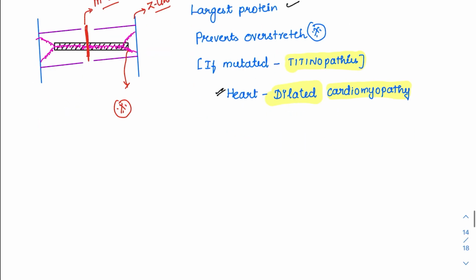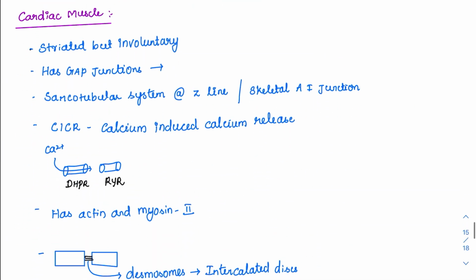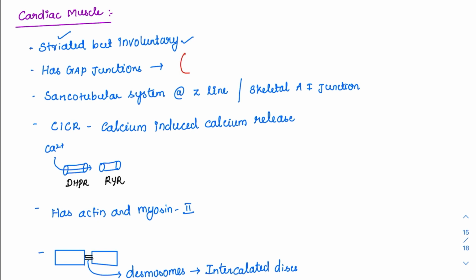Now we'll be discussing the cardiac muscle, only the few important points. So cardiac muscle is also striated, but what is the difference? Cardiac muscle is involuntary. And the cardiac muscle has one beautiful junction called the gap junctions. It is connecting the two cells, which we studied in general physiology also.